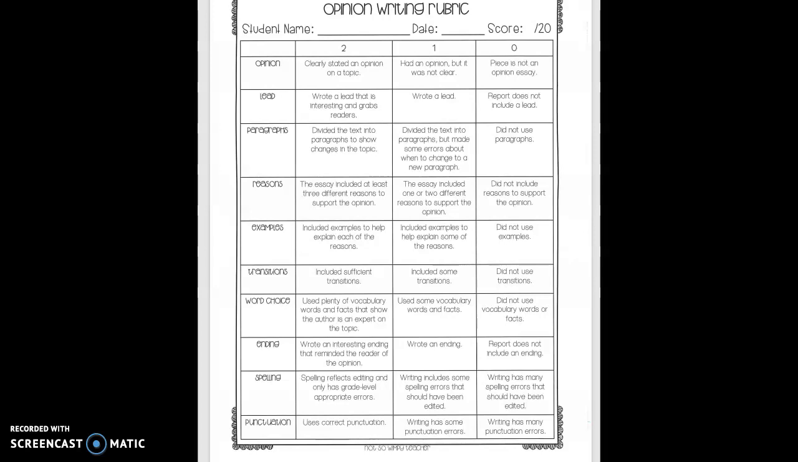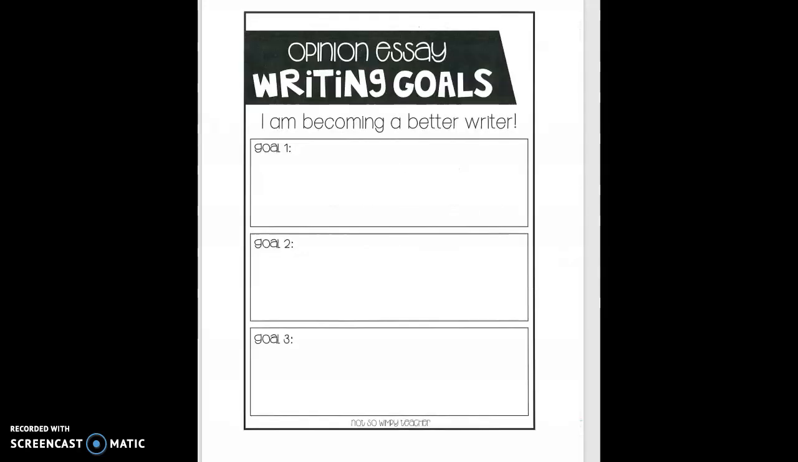You are going to pick 3 of these that you are going to work really hard on. Everyone must pick 3. Once you have picked out 3 writing goals to work on, you are going to fill in this sheet, opinion essay writing goals. I am becoming a better writer. You are going to write down the 3 things that you decided that you're going to work really super extra hard on as you are doing this assignment. When you are finished, save your packet in your writer's folder.